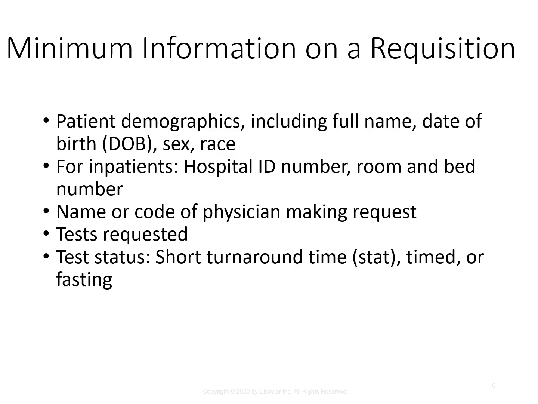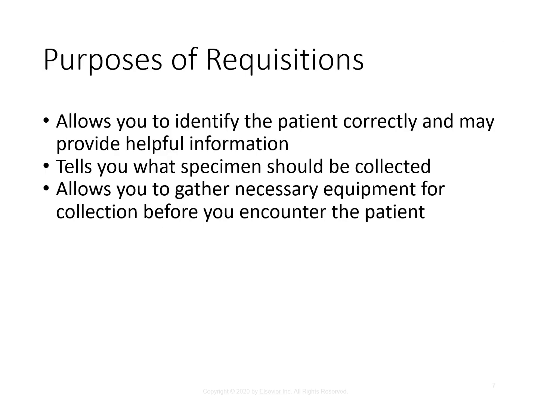Test names may be abbreviated, so it's important to know the meaning of those test abbreviations. So an example of that would be a CBC. I know we've mentioned that before, and that's short for complete blood count. The purpose of the requisition helps to allow you to identify the patient correctly and also may provide you with some helpful information, such as if the patient needs to be fasting. It tells you what specimens should be collected and allows you to gather necessary equipment for the collection before the patient even comes in your room.